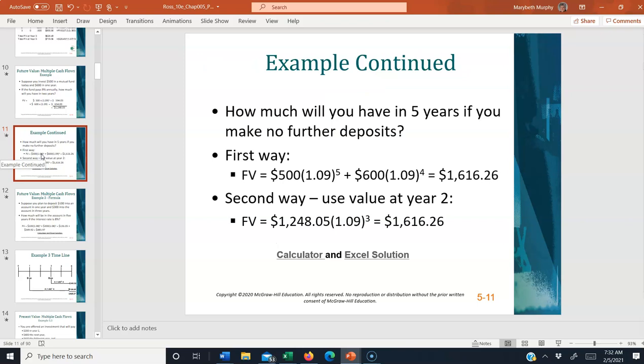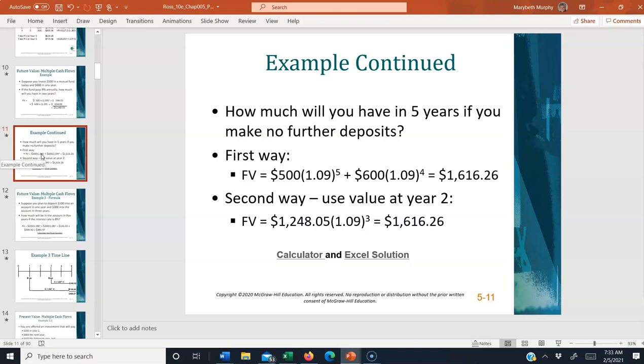Okay, how much would you have if you make no further deposits? Well, there's a couple different ways to solve this. I will not require you to do it in one way or the other. You can select the method that you want to use to solve these problems. As long as the method you used was used correctly and you came up with the correct answer, you will get full credit for it.